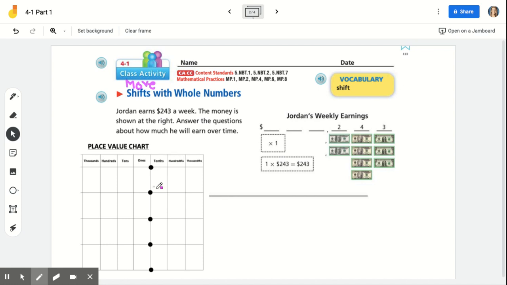What I'd like you to do is get your place value chart out. In the first row, I would like you to place this number 243 into the correct place value. So please put the 2 in the hundreds place, 4 in the tens, and 3 in the ones. Does your place value chart look like mine? Don't erase that. Keep that handy. This is after 1 week. For 1 week of work, Jordan earns this amount. Let's see what happens over time.